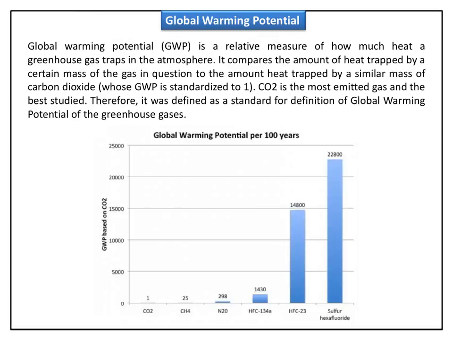Global warming potential, GWP, is a relative measure of how much heat a greenhouse gas traps in the atmosphere. It compares the amount of heat trapped by a certain mass of the gas in question to the amount of heat trapped by a similar mass of carbon dioxide, whose GWP is standardized to 1. CO2 is the most emitted gas and the best studied. Therefore, it was defined as a standard for definition of global warming potential of the greenhouse gases.